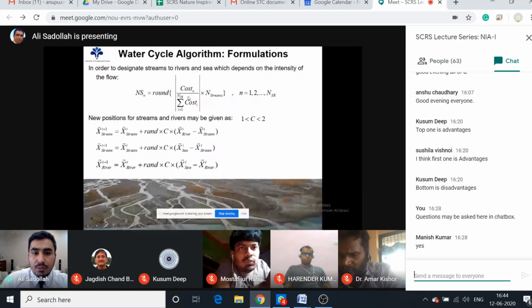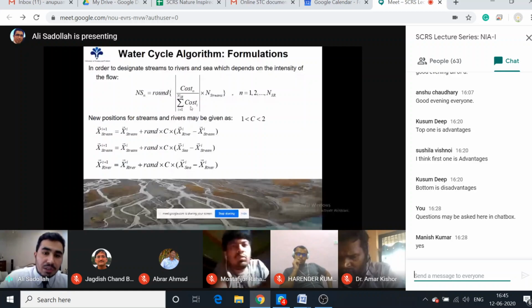Number 1 is for the sea, and 2, 3, 4, for example, are for the rivers. Based on the objective function, we can designate the streams to the sea and rivers. For example, for 46 streams, 20 streams flow directly to the sea, because the intensity of flow in the sea is very high. 10 streams follow river 1, 5 streams follow river 2, 3 streams follow river 3. I don't know if the summation is 46, but I just give an example. This equation gives us that.